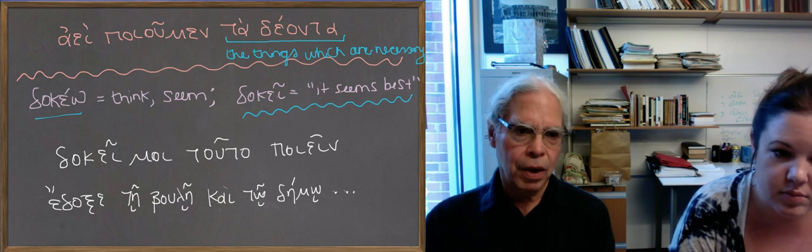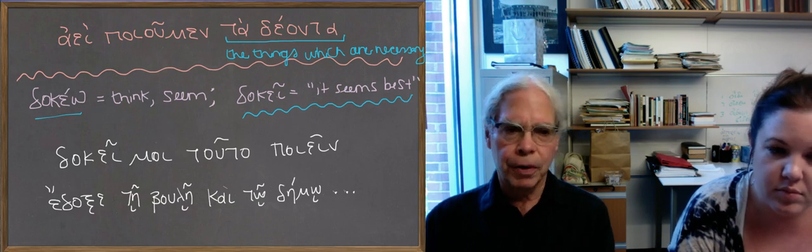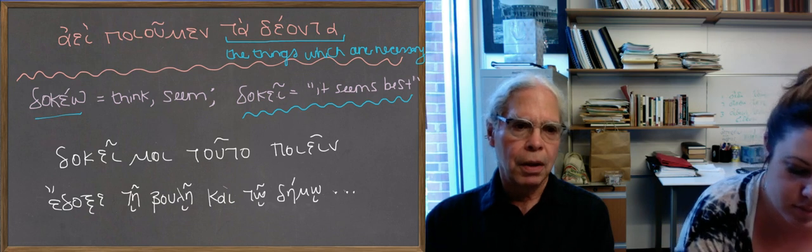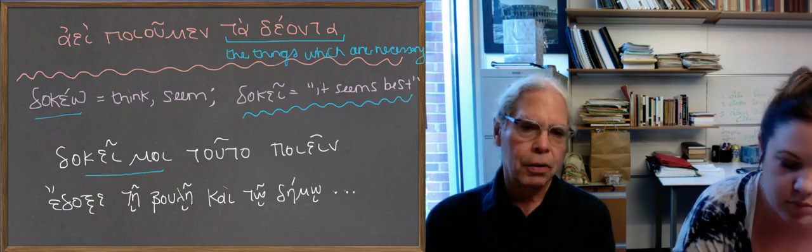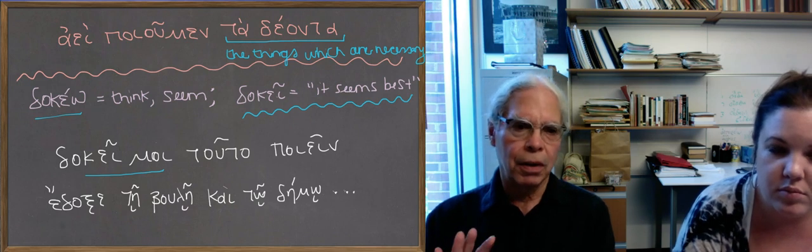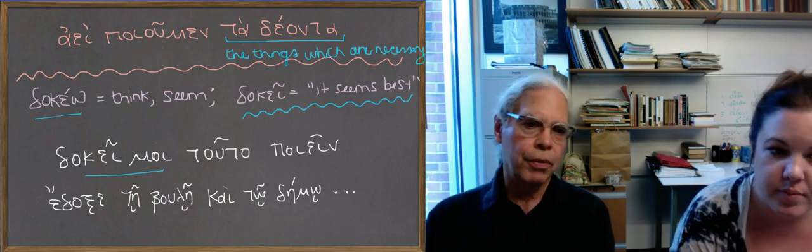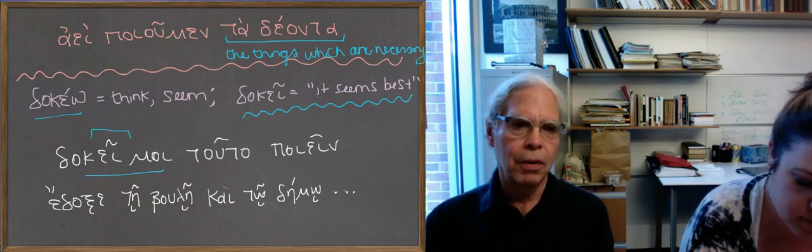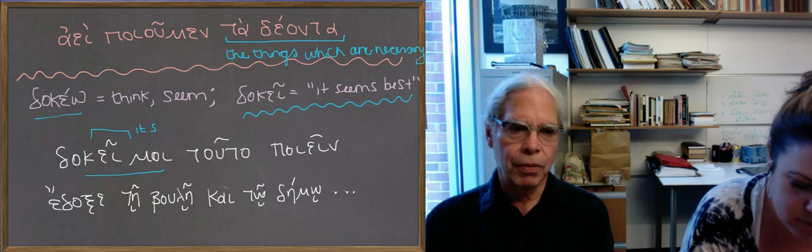So the examples that the book gives, which are decent examples, are "dokei moi touto poiein," it seems good to me to do this. Okay? So you have to watch out with this verb. You have to think, is this personal or impersonal? Now, there's a general preference for personal forms of dokeo, but there's plenty of examples of dokei.